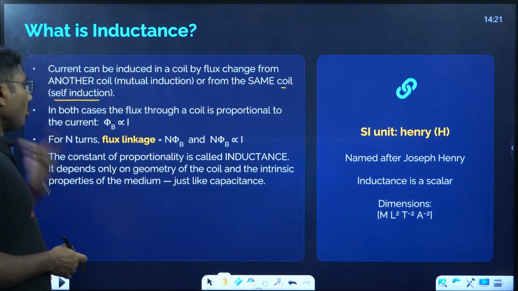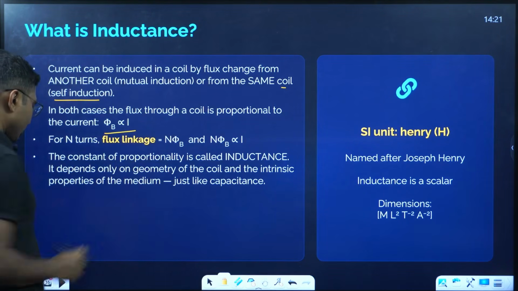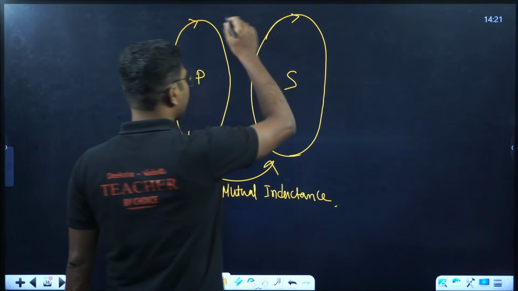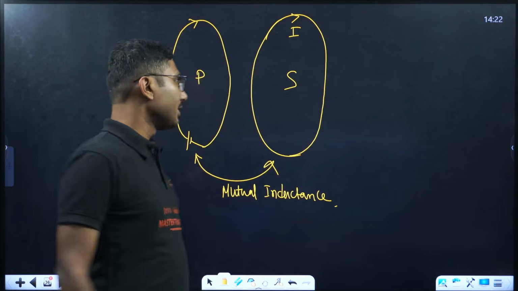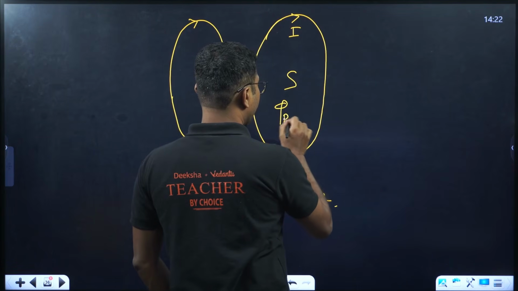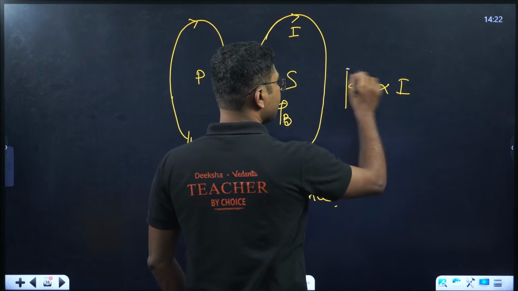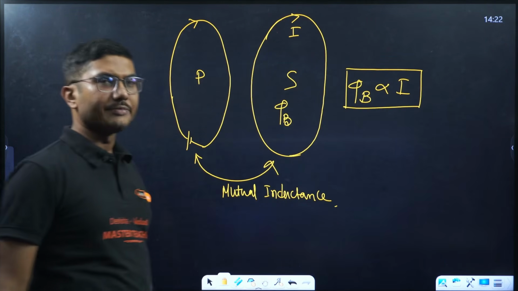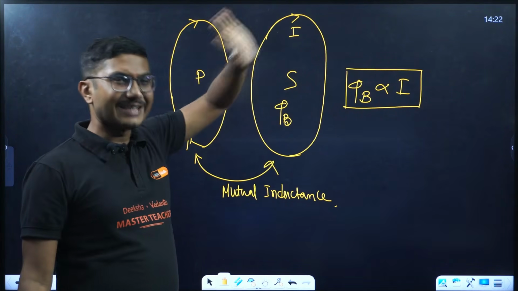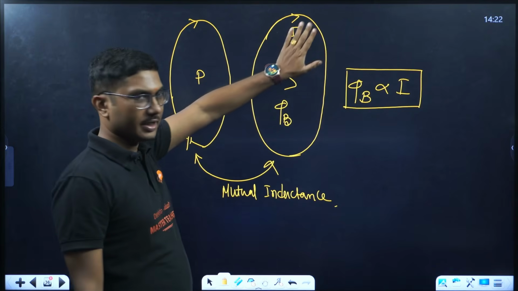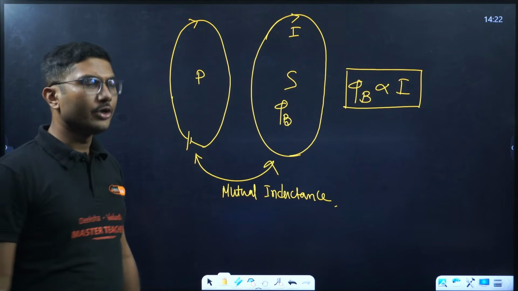Okay. In both cases, the flux through a coil is proportional to the current I. Suppose now this coil, after some agreement, disagreement, has some current induced over here. The flux linked with this coil is proportional to the current I. Flux is always proportional to current I. Obviously, if this current is constant, there will be an instantaneous current for a few seconds, then there will be no current, because flux will be constant. If flux is constant, then there will be no induction.